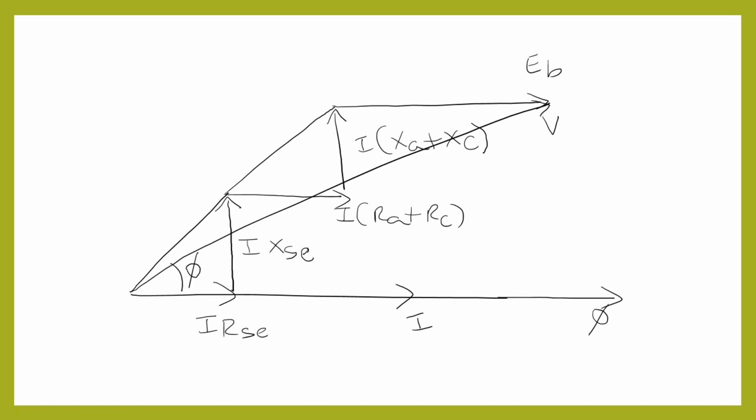So in the phasor diagram we have current in phase with the flux phi, and the drop in the series field winding I RSC is also in phase with flux phi, and the drop in the series field winding due to reactance is 90 degrees out of phase with flux phi, that is, it is leading flux phi by 90 degrees, that is I XSC.